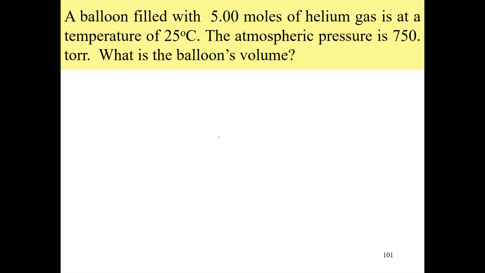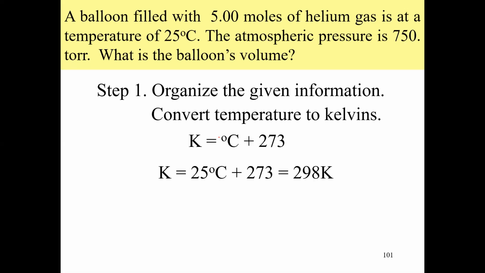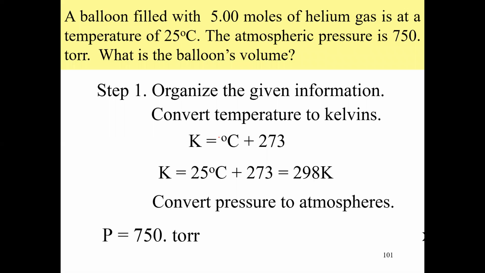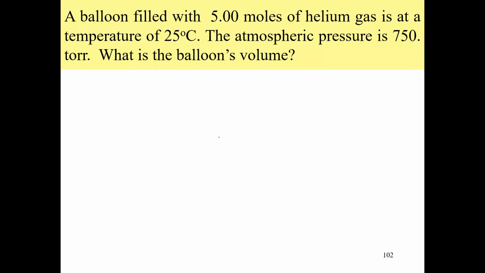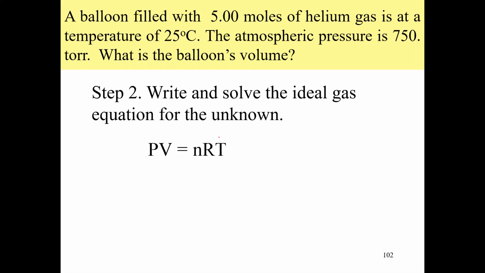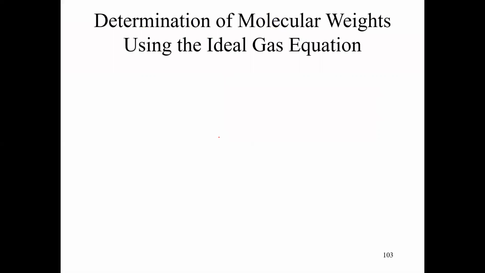A balloon is filled with 5 moles of helium gas at a temperature of 25 Celsius. The atmospheric pressure is 750 torr. What is the balloon's volume? You organize it, convert the temperature to kelvins, convert the pressure to atmospheres, so you have your numbers there. Write the equation and solve for the unknown. Then plug all the values in there, and that will get you the volume. There's a set of problems in your book using that, but this is where your book starts.